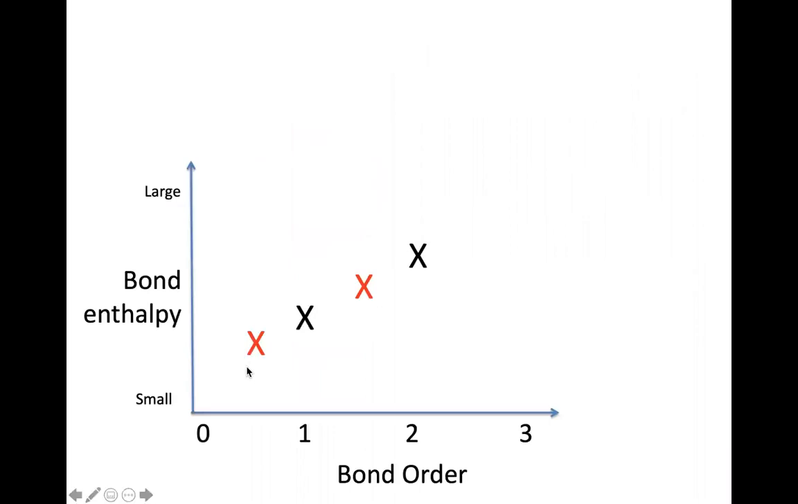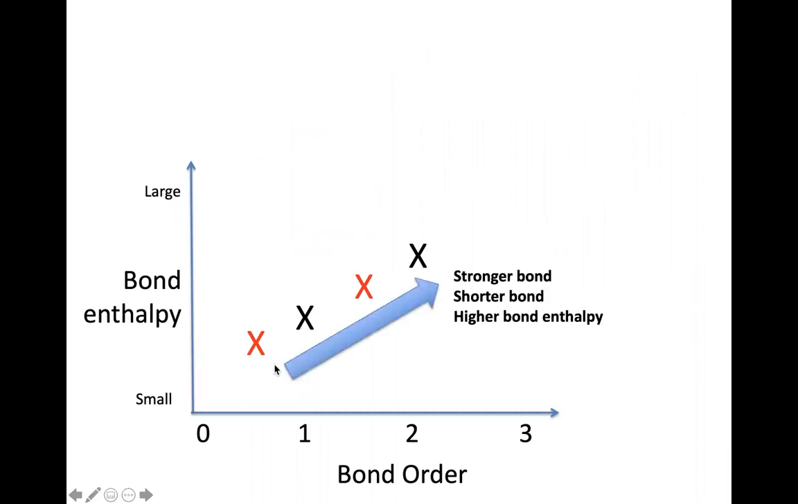The idea here is that we can have bond orders of 1, bond orders of 2, we can have fractional ones. And as we connect these, as the bond order goes up, what am I thinking? I'm thinking if the bond order goes up, it becomes a stronger bond. The bond is getting shorter. It means a higher bond enthalpy. If I'm all the way down here at 0, I don't think I have a bond at all.